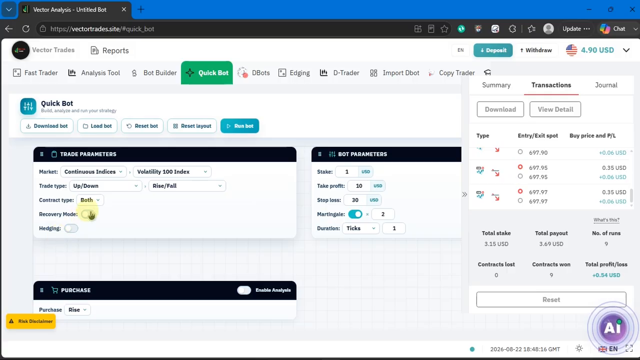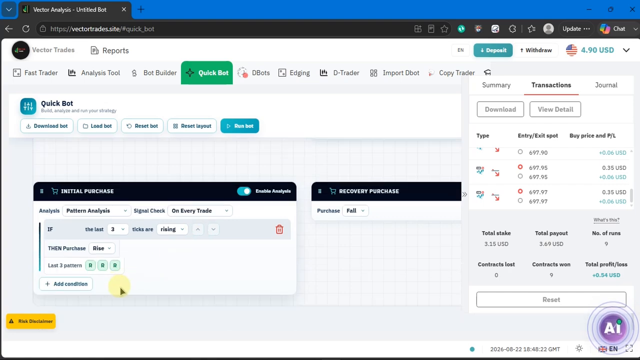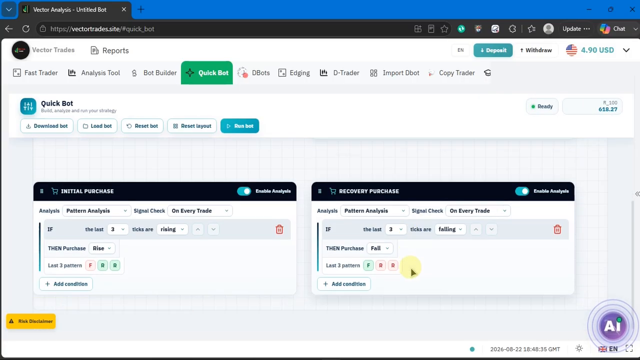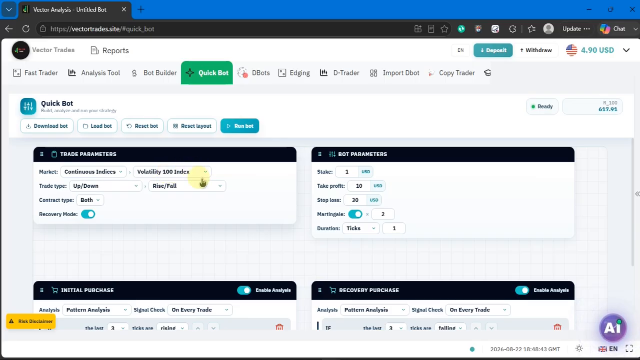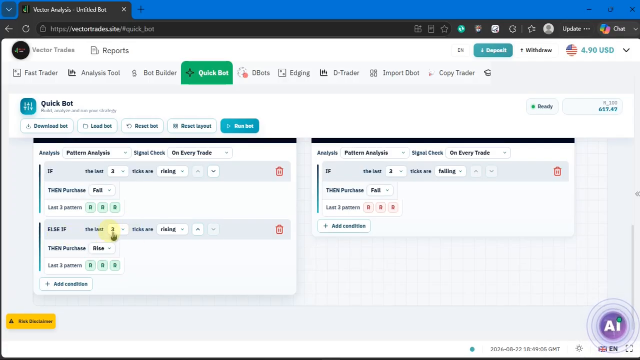What you need to do, you just open this recovery mode and enable analysis. You just enable analysis so that the bot should be able to buy a contract. And then I just close this one. Here I enable the recovery purchase. As you see here, this is the market and this is rise and fall. What I need to do, initial purchase should be purchased if 3 ticks are rising, and then what should the bot do? Then the bot should purchase fall, and then I add another condition. If these 3 ticks are falling, the bot should purchase rise.